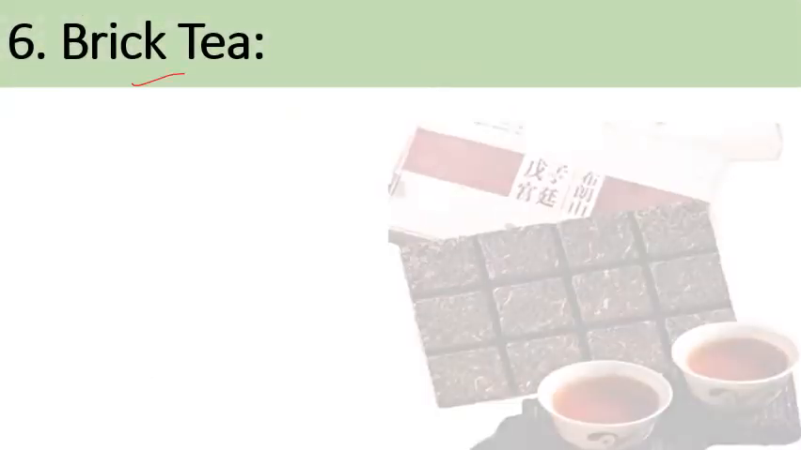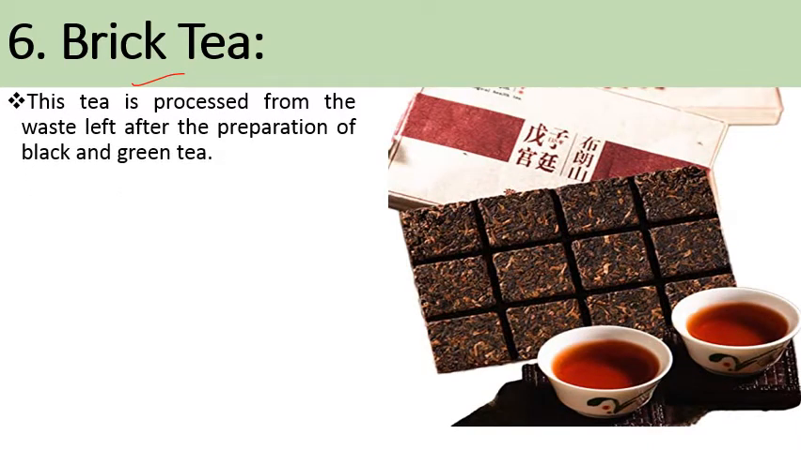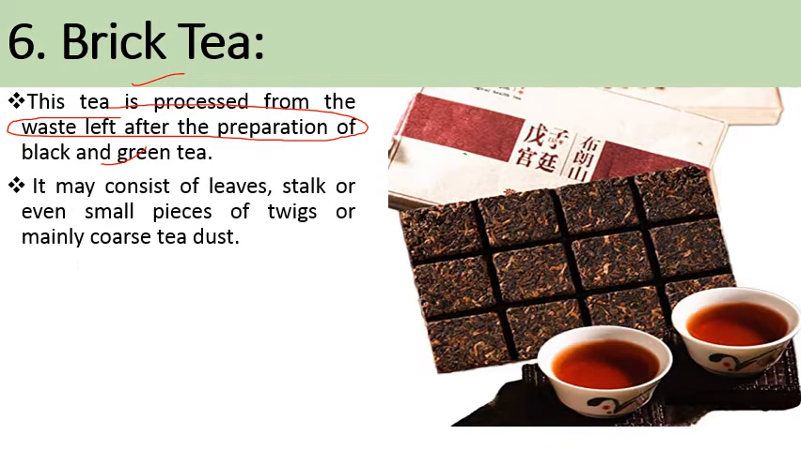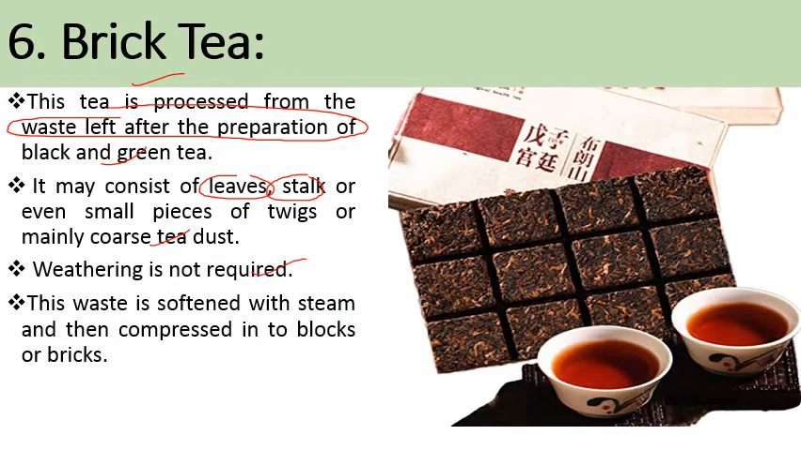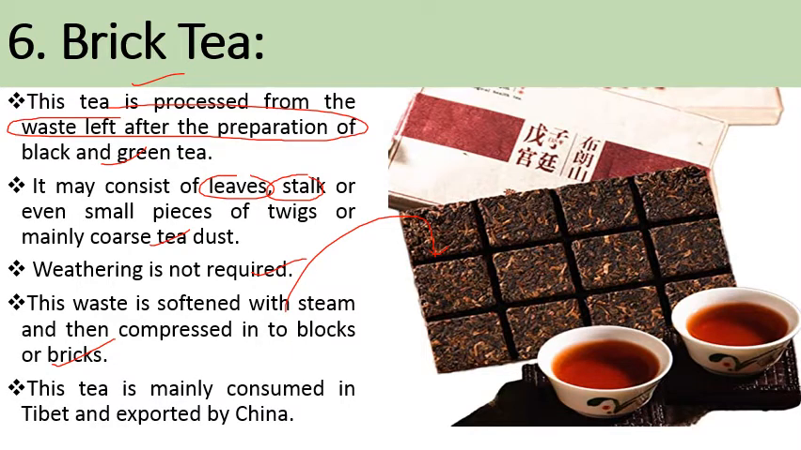Next comes brick tea. So this tea is processed from the waste left after preparation of black and green tea. So ये जो चाय है ये बनाई जाती है उस waste product से जो बचता है after the processing of black and green tea. It may consist of leaves, stalk, or even small pieces of twigs or many coarse tea dust. So withering is not required in this tea preparation. This waste is softened with steam and then compressed into blocks or bricks that we can see in this photograph. This tea is mainly consumed in Tibet and exported by China. So mostly ये जो चाय है ये तिब्बत में यूज होती है and is exported by China.